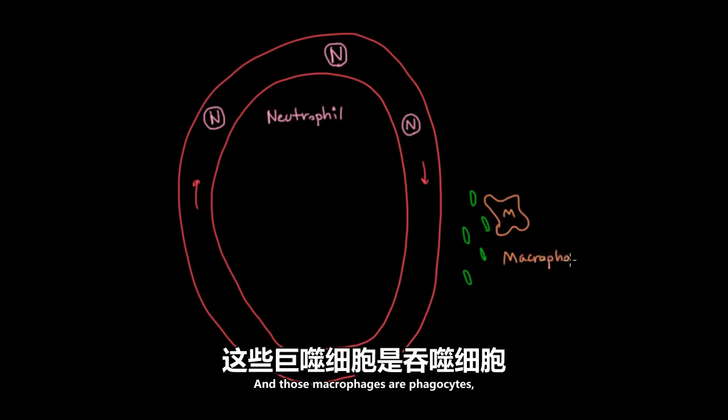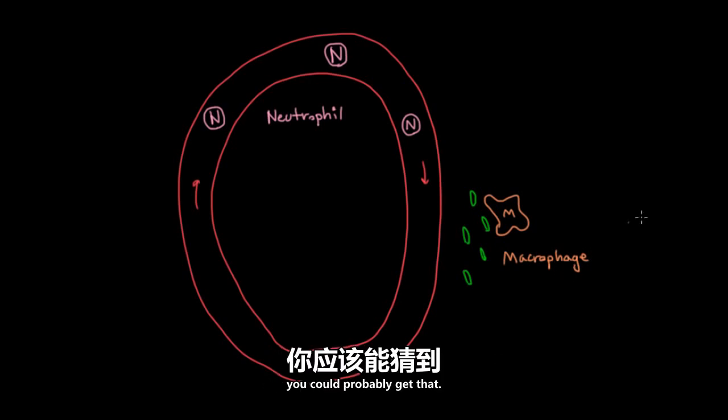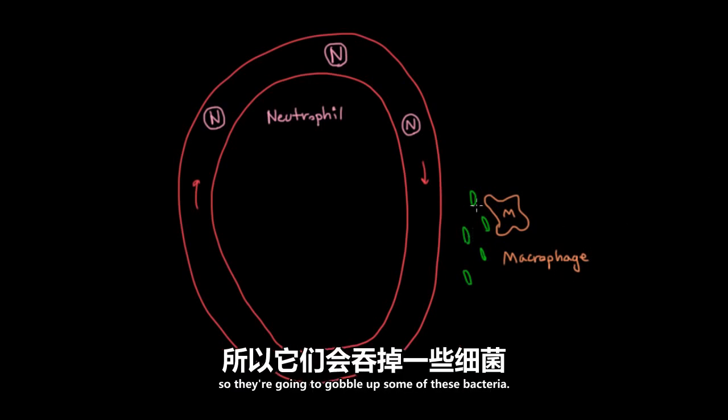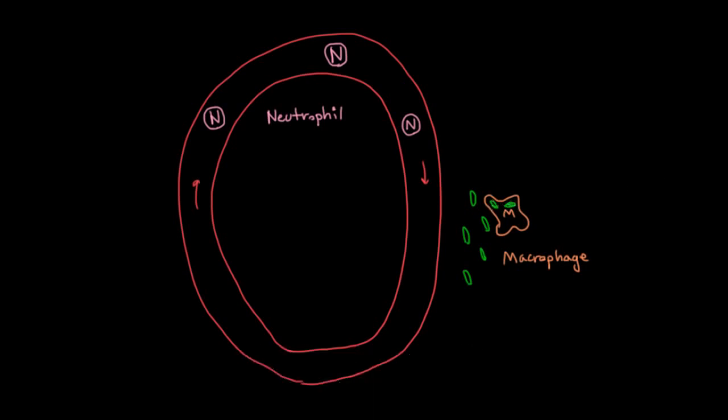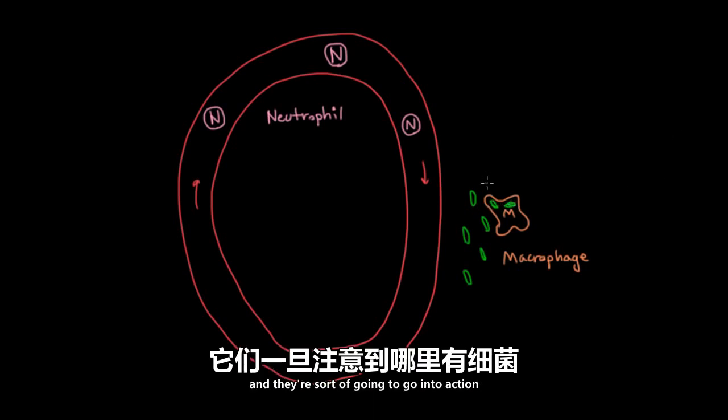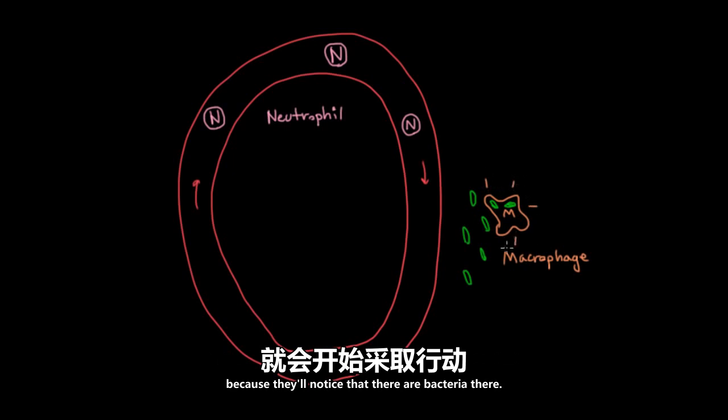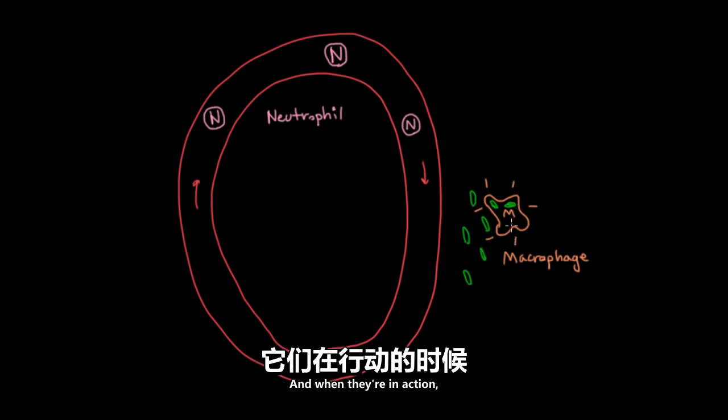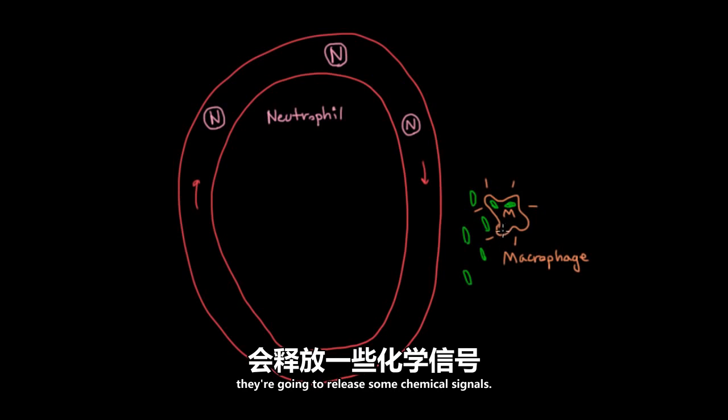And those macrophages are phagocytes. You have the word phage in their name, so you could probably guess that. They're phagocytes, so they're going to gobble up some of these bacteria. We'll draw a couple of them in there. And they're sort of going to go into action because they'll notice that there are bacteria there. And when they're in action, they're going to release some chemical signals.